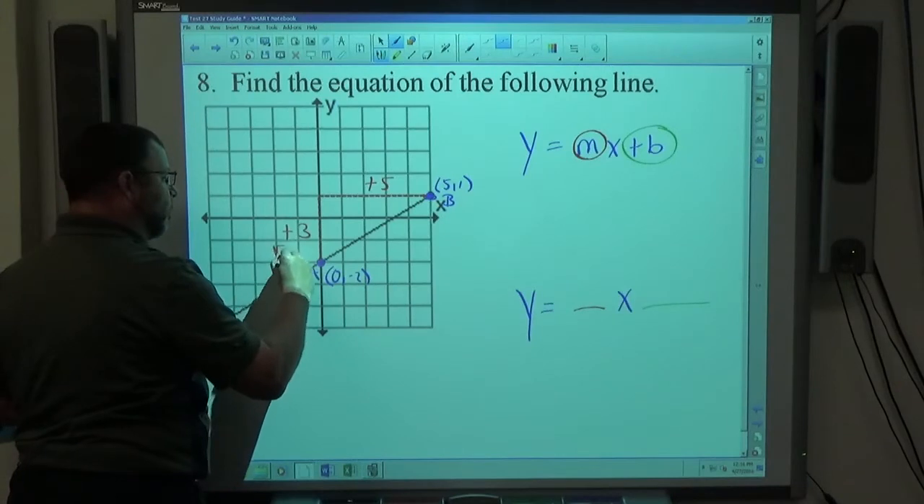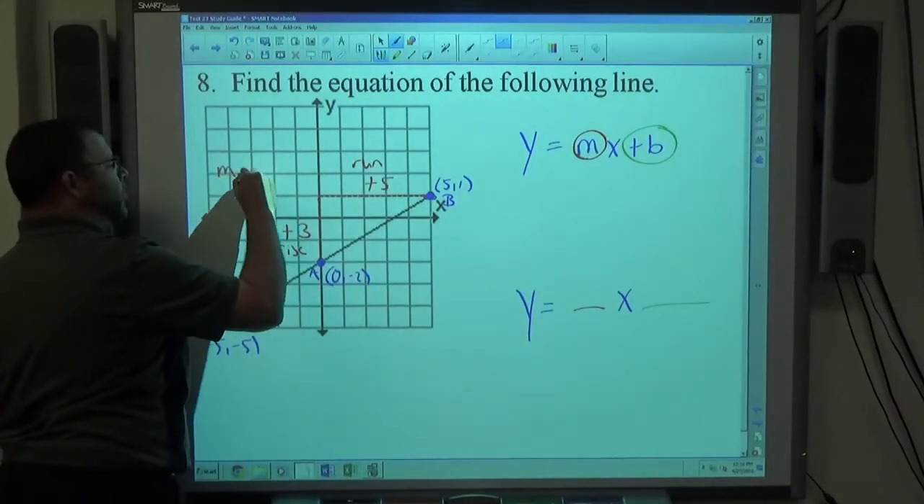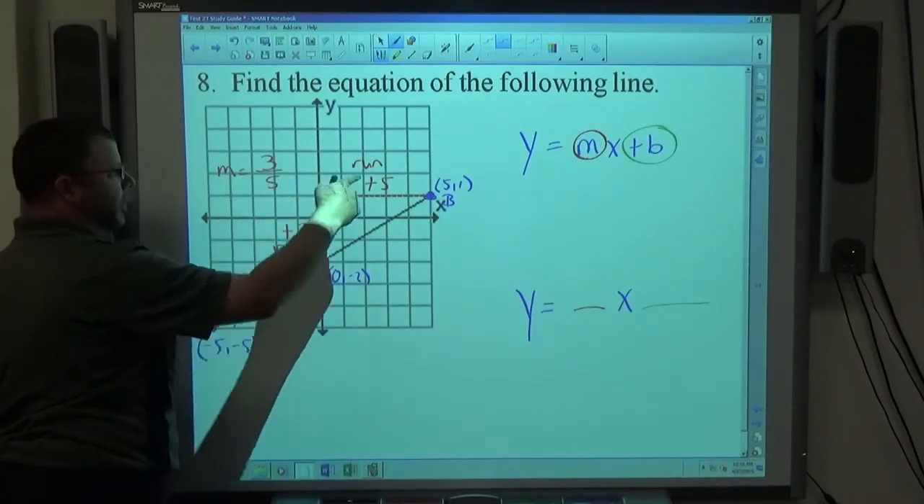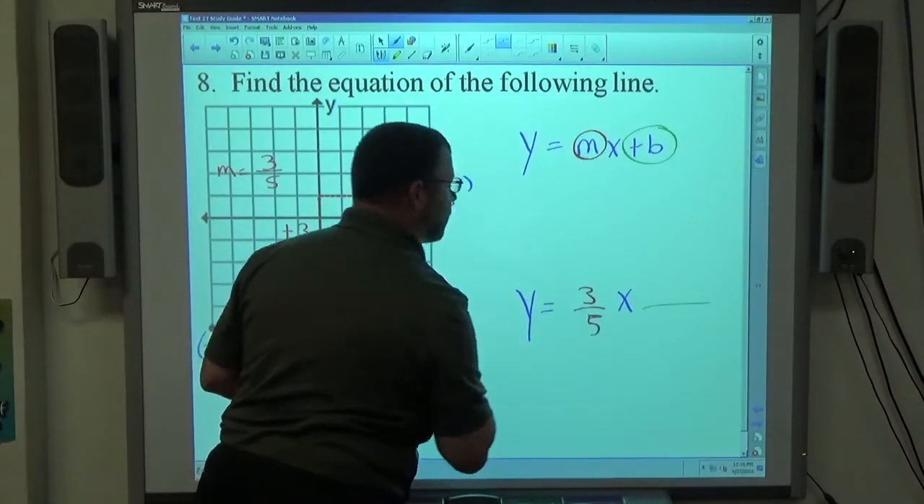The up and down is called the rise, and the left and right is called the run. And slope is equal to rise over run. So 3/5 in this case. So just like that, I found the slope.